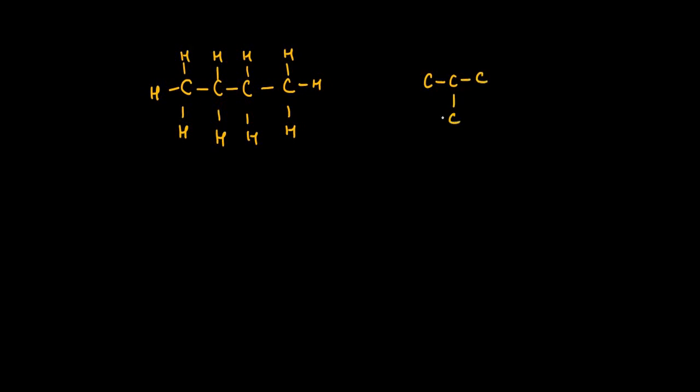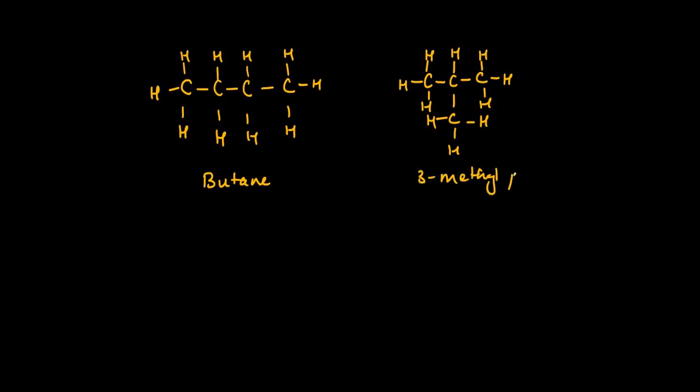We know that the isomer of butane is 2-methyl propane. When we have 2-methyl propane, the number of carbon atoms and hydrogen atoms are the same. So we know that the electrons present in butane and the electrons present in this molecule, 2-methyl propane, are also going to be the same.